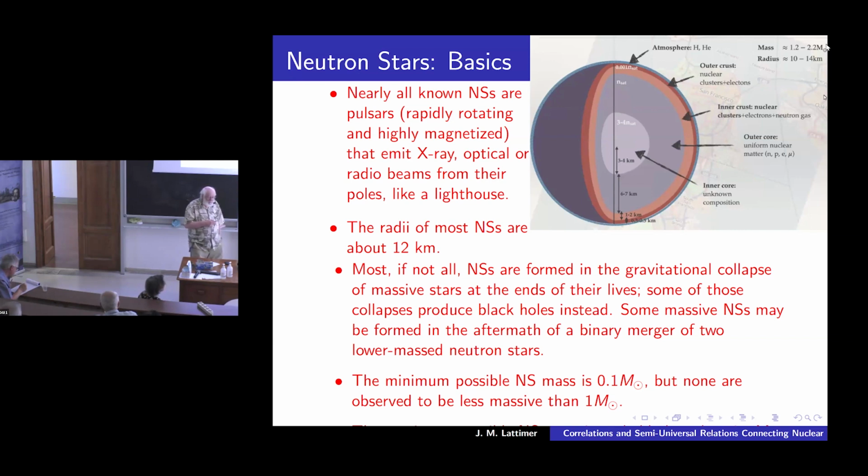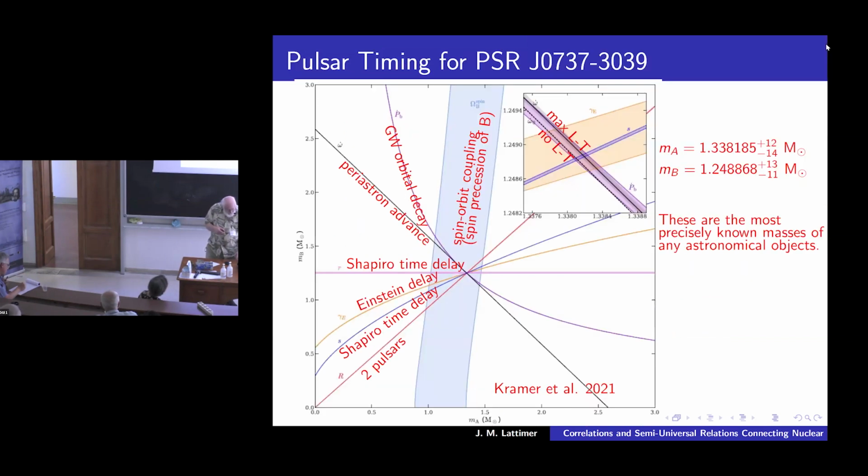We also would like to know what the maximum mass of neutron stars are. And with those two quantities, we can say a lot then about what the interior of the neutron star might be. So the minimum possible neutron star mass is only 1/10 of the solar mass, but none are observed to be less than about 1.1 solar masses, and we don't believe that it's possible to form a neutron star from a supernova with a mass less than about 1.1 solar masses.